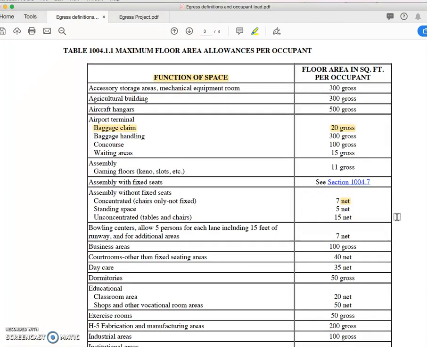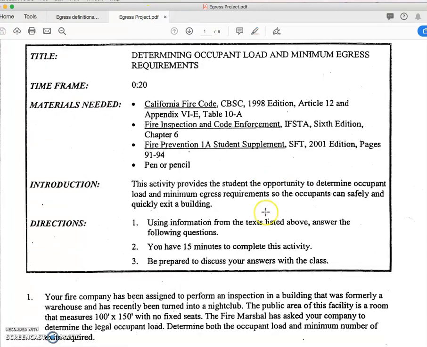But now in the other part of the room where everybody's either standing to watch or dancing, we're going to allow that to be divided by 5, but only that portion of the building that's used for the standing or dancing. So that's net. But let's look at a couple of our examples that we had in our egress project. So let me switch over to that.